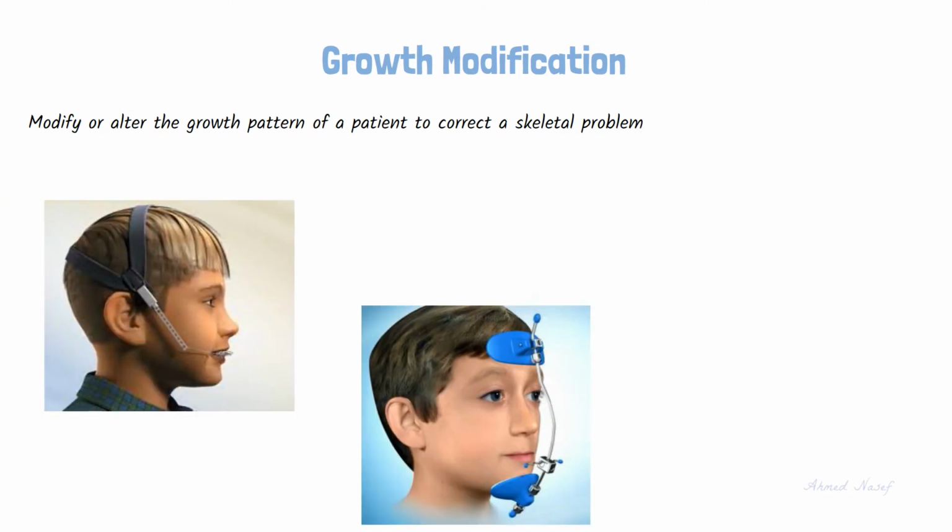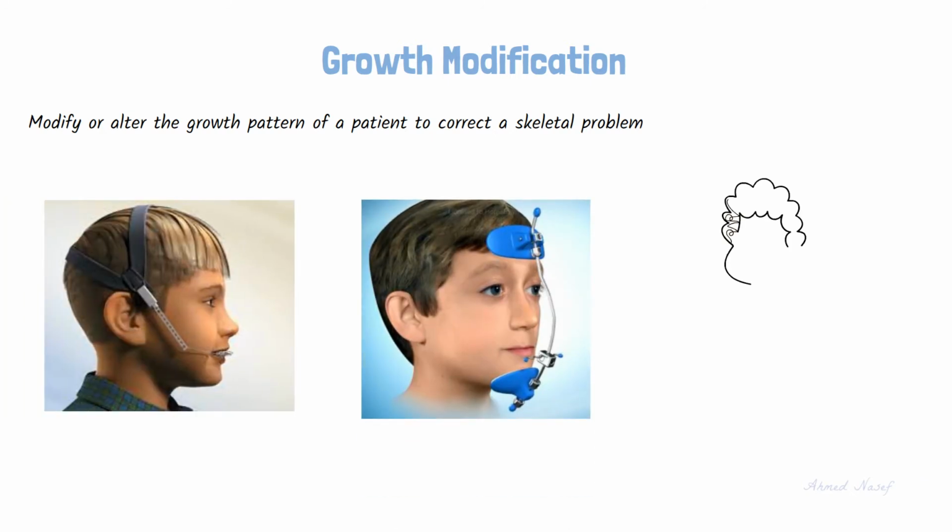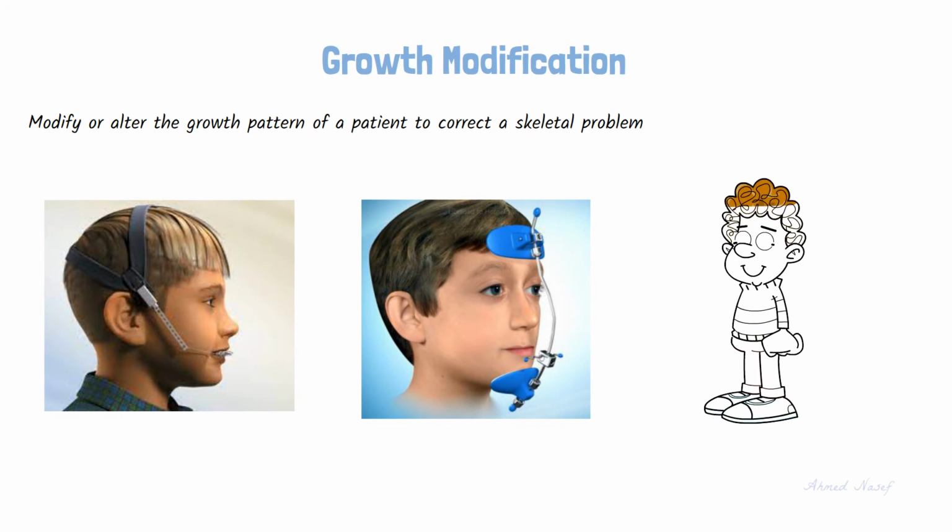The second term for today is growth modification. So growth modification means that we can modify or alter the growth pattern of a patient to correct a skeletal problem, usually using extraoral appliances like a headgear or a face mask. And this type of treatment, of course, can only be used with growing patients. And we will discuss this in detail in coming videos.